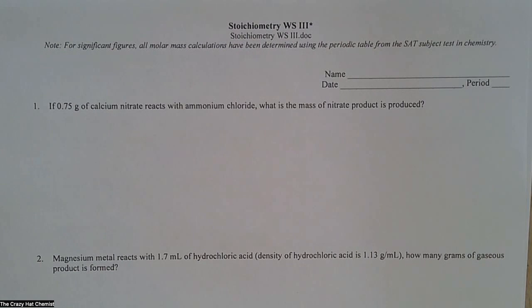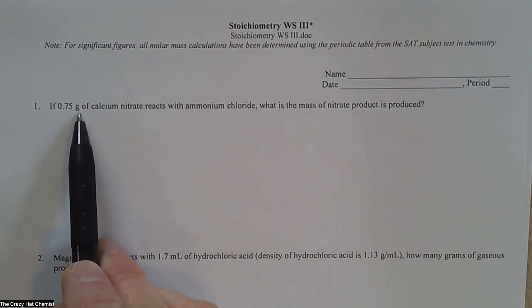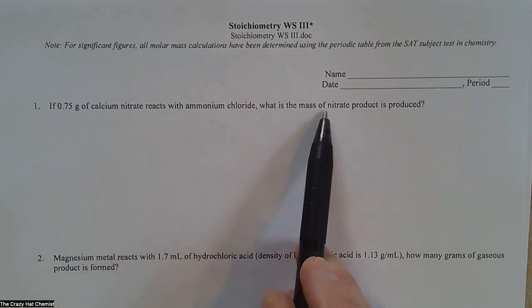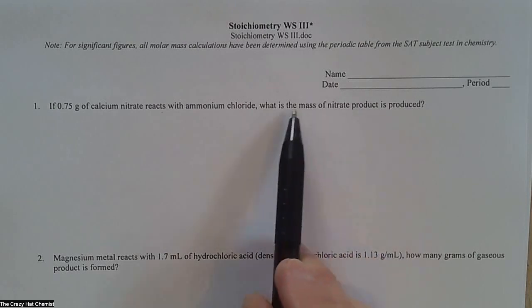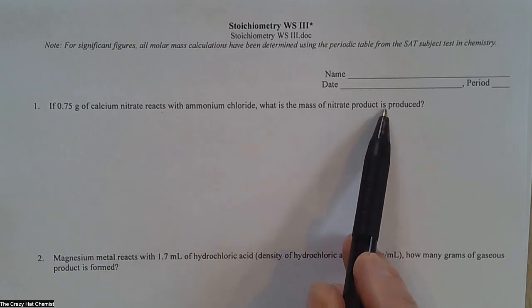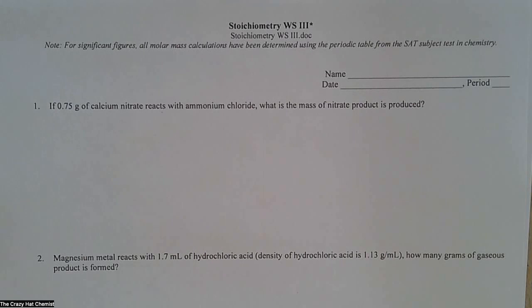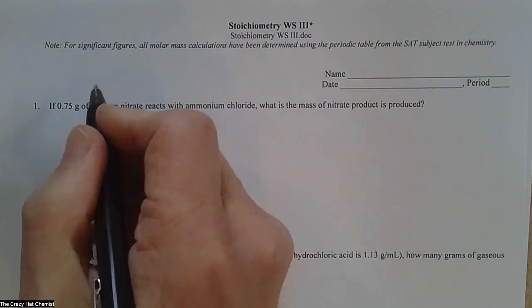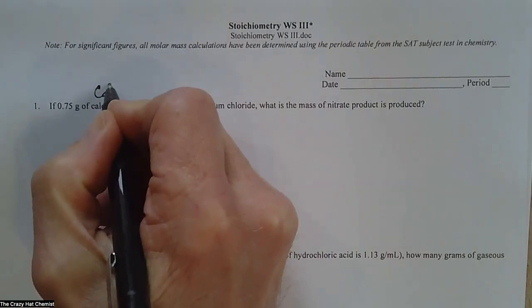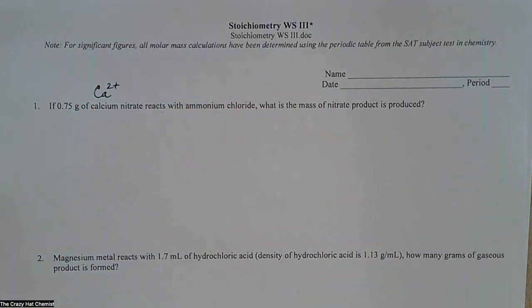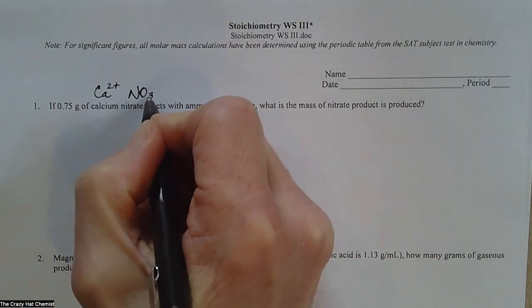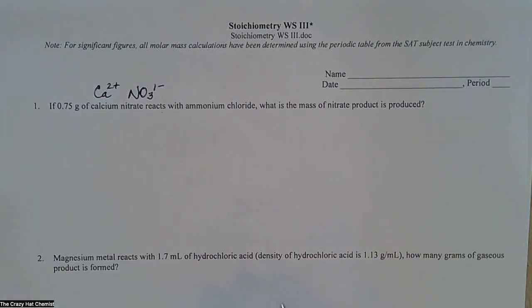We're going to start off with this first problem, and it says, number 1, if 0.75 grams of calcium nitrate reacts with ammonium chloride, what is the mass of nitrate product that is produced? All right, so what we're going to do is find out what the formula for calcium nitrate is. So calcium is Ca, and it's a 2 plus because it's a group 2. Nitrate is a polyatomic ion of NO3 minus 1.